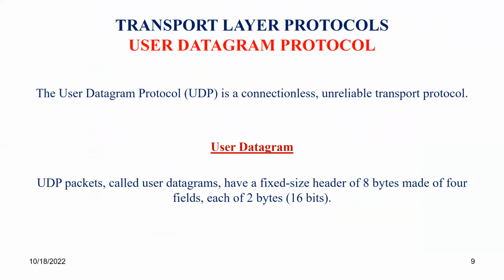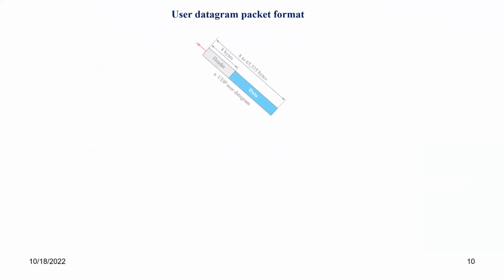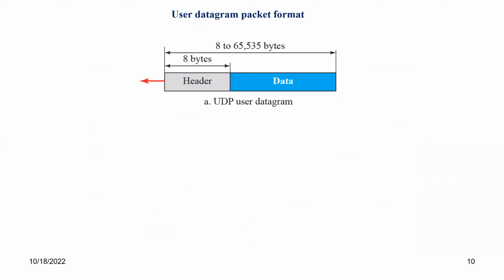The User Datagram Protocol is a connectionless, unreliable transport protocol in which the packets are called datagrams, having a fixed-size header of 8 bytes made of 4 fields, each of 2 bytes. That is 16 bits plus 16 bits. So this is the header structure. In total, it can carry data up to 65,535 bytes. That is 16 bits, 2 to the power 16 is 65,536, and since we start from 0, it is up to 65,535.